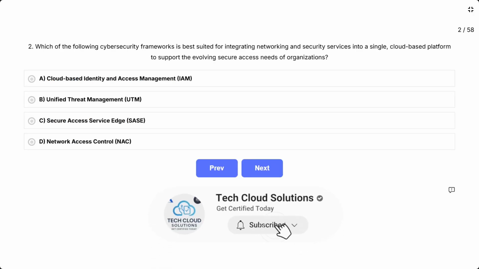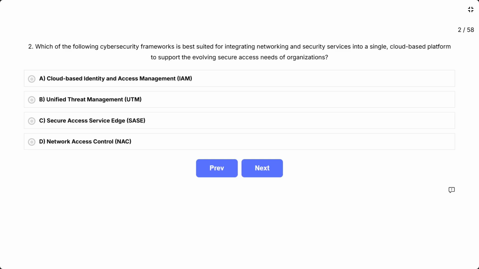Question 2. Which of the following cybersecurity frameworks is best suited for integrating networking and security services into a single cloud-based platform to support the evolving secure access needs of organizations? Options. A. Cloud-based Identity and Access Management, IAM. B. Unified Threat Management, UTM. C. Secure Access Service Edge, SASE. D. Network Access Control, NAC.